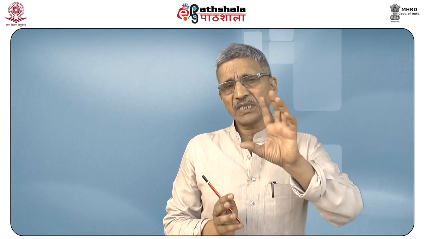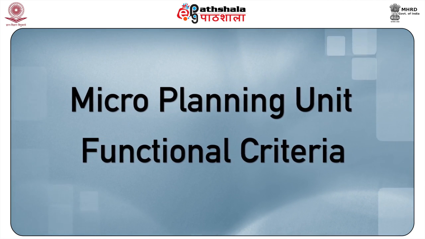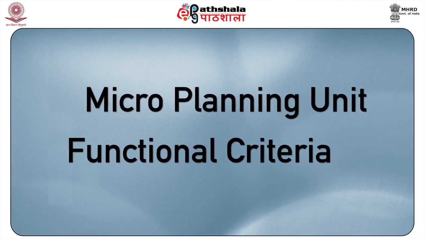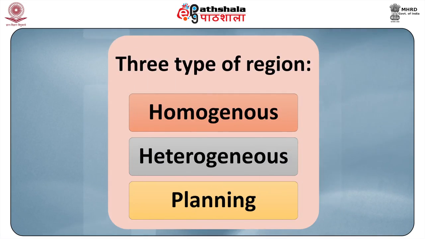Now, the last section of this whole presentation is a little theoretical, but very simple, which is focusing on how you decide a particular unit for microplanning. Or technically, we can say how you decide a region for which you go for planning. So, number one, when you decide a particular unit for planning, which we call region, there are three aspects.